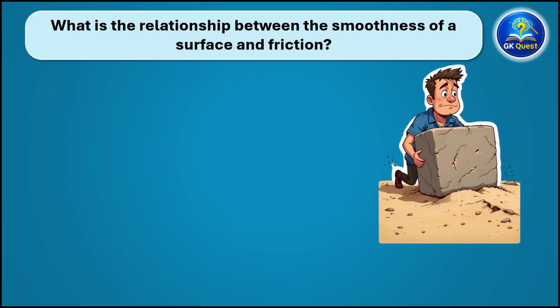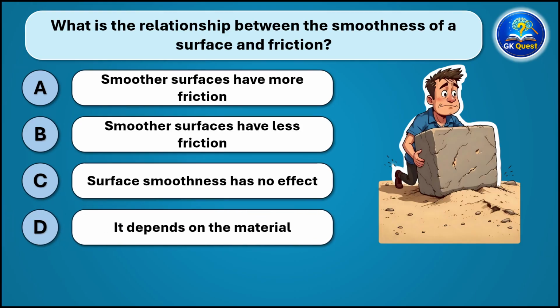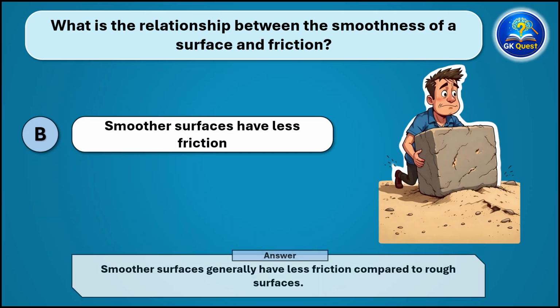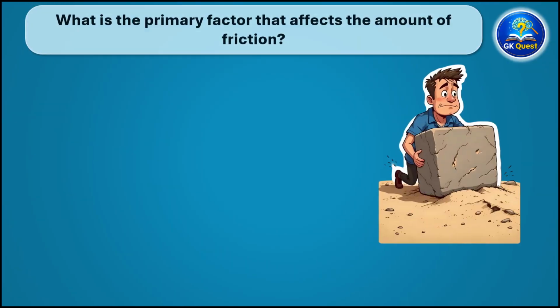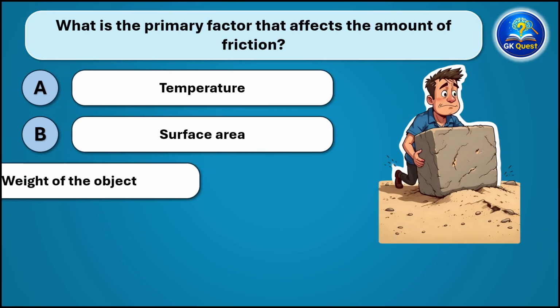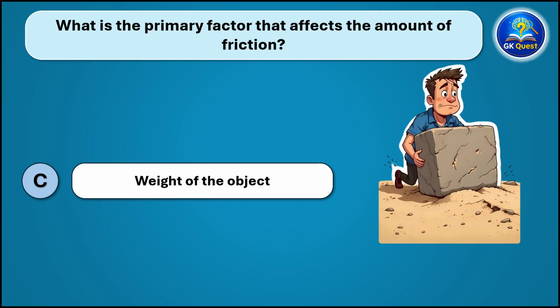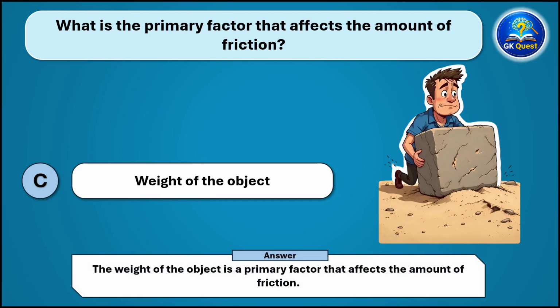What is the relationship between the smoothness of a surface and friction? And the correct answer is smoother surfaces generally have less friction compared to rough surfaces. What is the primary factor that affects the amount of friction? And the correct answer is the weight of the object is a primary factor that affects the amount of friction.